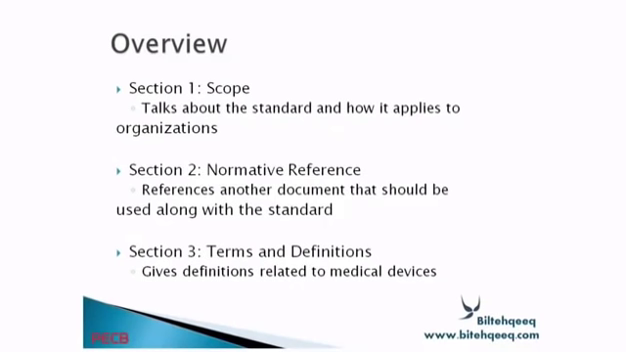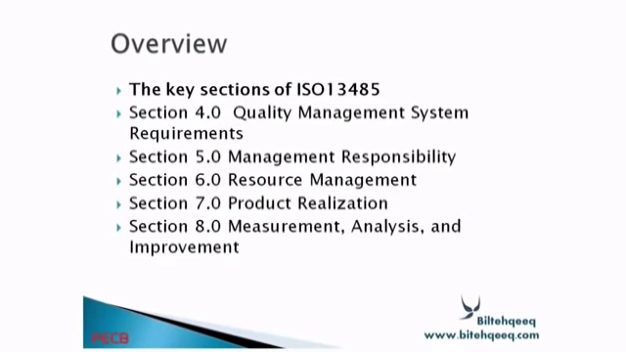Now as we are going further, we have the different sections and we will overview these sections. Section 1 covers the scope, talks about the standard and how it applies to the organization. Section 2, normative references, and every document that should be used along with the standard. Section 3, terms and definitions, gives definitions related to medical devices. Overview, the key section of ISO 13485, section 4, quality management system requirements.